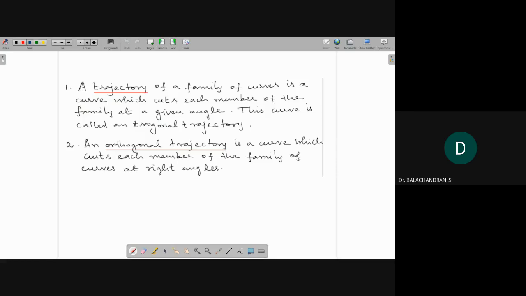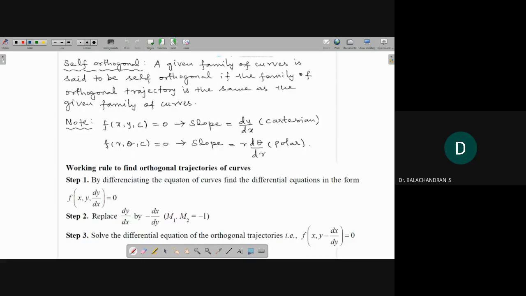Okay, so this is the definition of isogonal trajectory. A trajectory of a family of curves is a curve which cuts each member of the family at a given angle. This curve is called an isogonal trajectory. And I already explained what an orthogonal trajectory is: a curve which cuts each member of the family of curves at right angles. This is the definition of self-orthogonal. A given family of curves is said to be self-orthogonal if the family of orthogonal trajectories is the same as the given family of curves. Then we say that the family of curves is self-orthogonal.